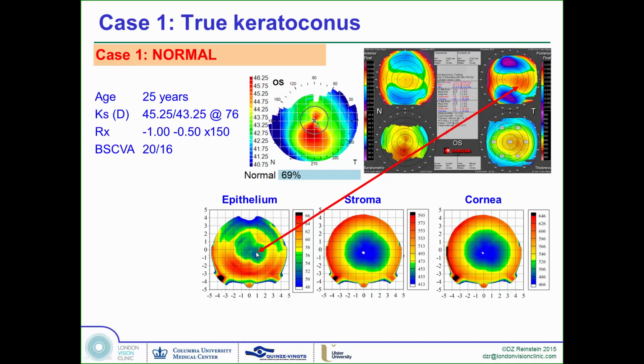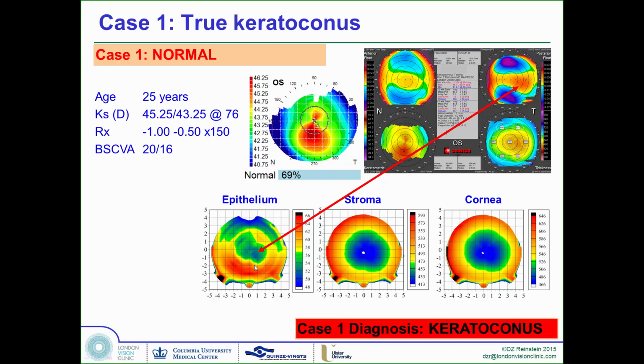However, when we look at the epithelial thickness profile, we see the classic keratoconic epithelial pattern. We see thinning over the region where the back surface apex was elevated and eccentric, and we see thickening in a donut pattern around that thinner point. So here is a case where most people would have considered this cornea to be normal, other than being extremely sensitive to bow tie asymmetry. And here we were changing the diagnosis to keratoconus.